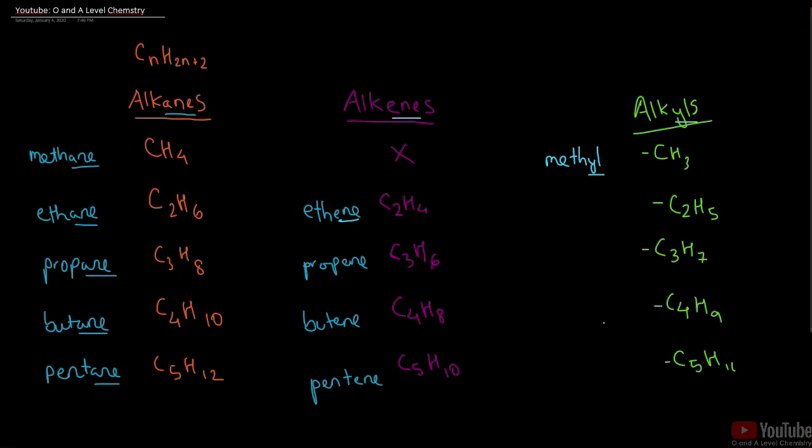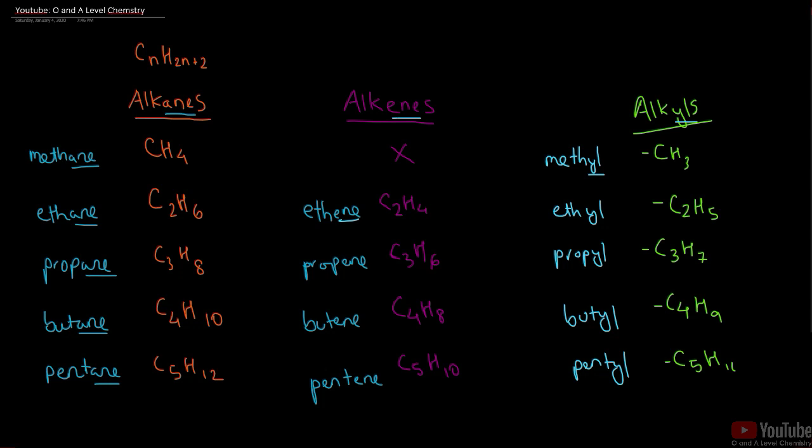So and the names are going to be likewise. So it has two carbons, and it's an alkyl, so it's going to be called an ethyl. It's going to be a propyl. This is going to be butyl, and this is going to be pentyl, and so on and so forth.